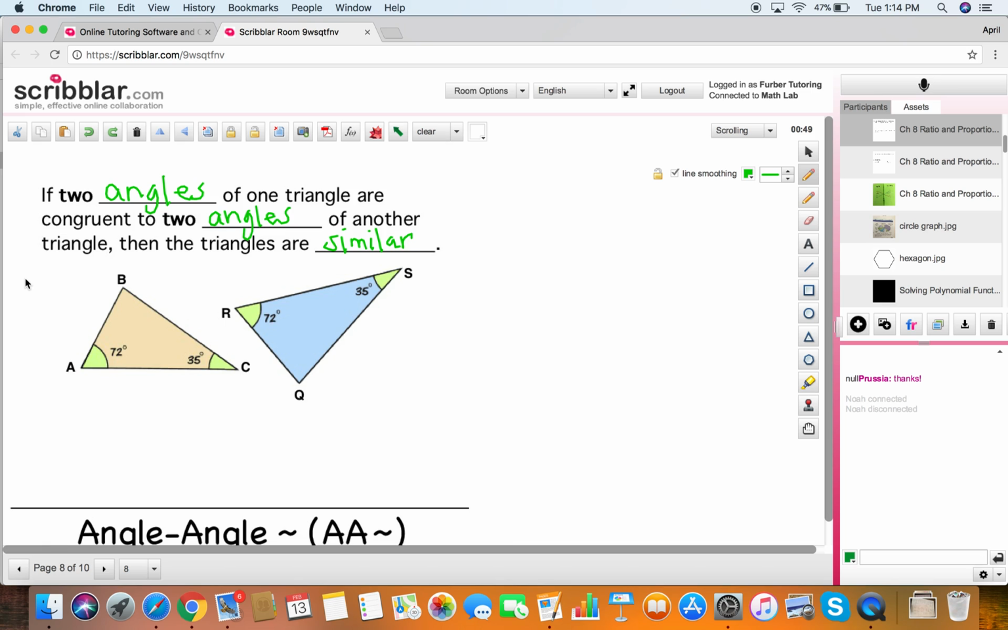Now, if we're still dealing with quadrilaterals, you're going to have to know at least three of them, right? This only works when we're dealing with triangles because triangles, all three add to 180, okay?